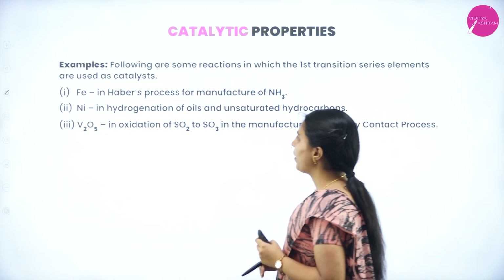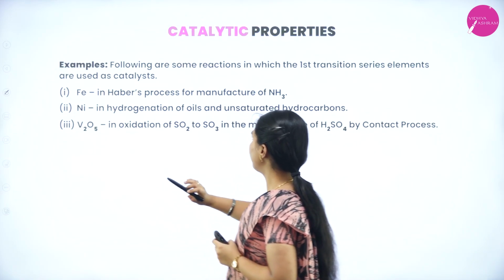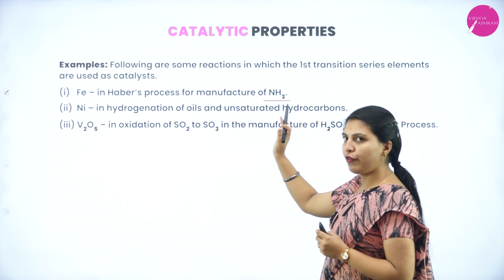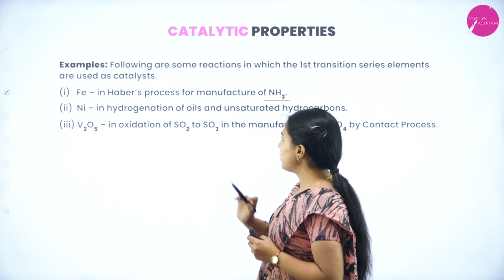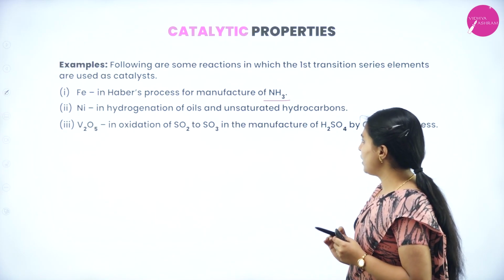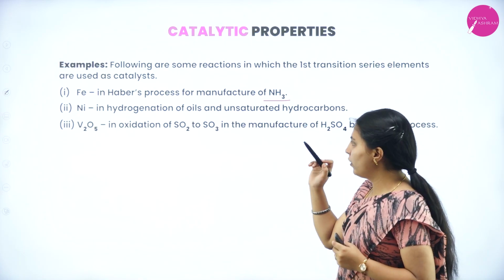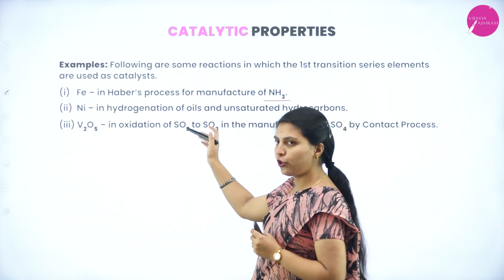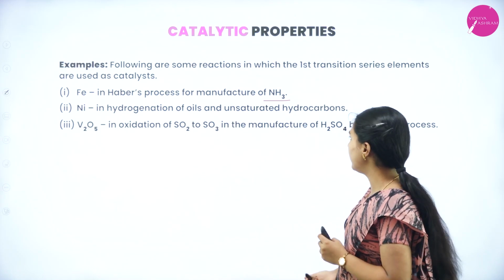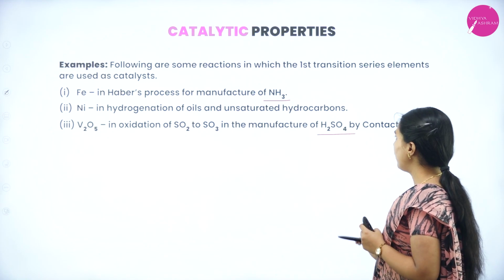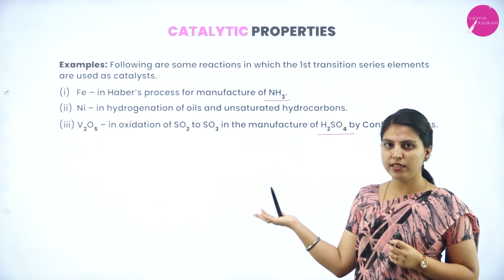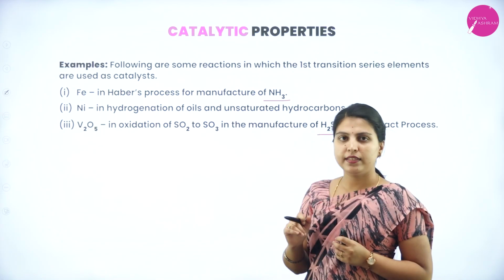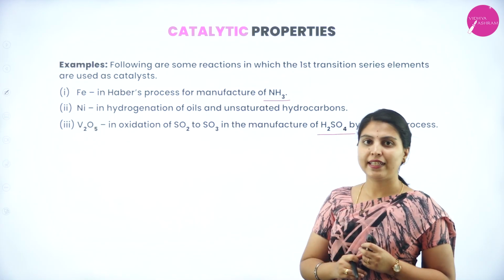For example, iron in Haber's process for the manufacture of ammonia. In the manufacture of ammonia, iron is used as a catalyst. Nickel in hydrogenation of oils and unsaturated hydrocarbons. And vanadium pentoxide in the oxidation of sulfur dioxide to sulfur trioxide in the manufacture of sulfuric acid by the contact process. In these three major processes, elements from the D block series can be observed as catalysts.